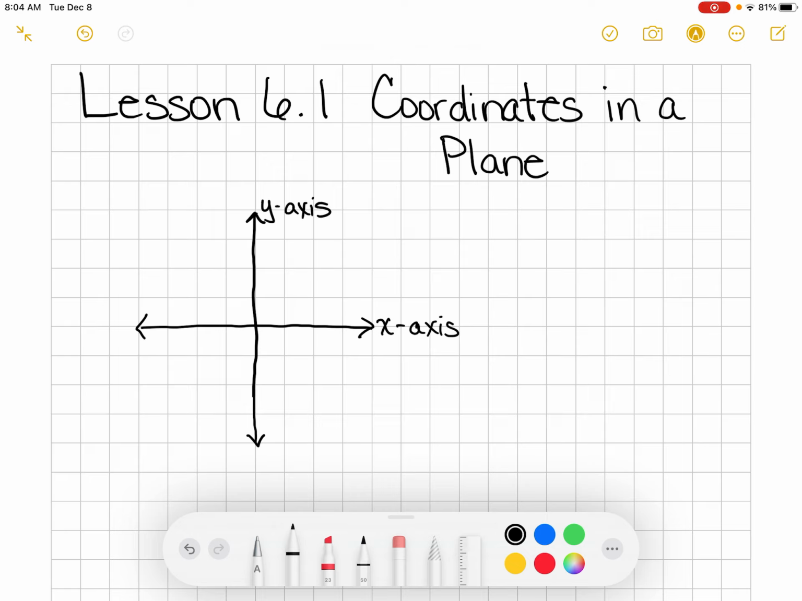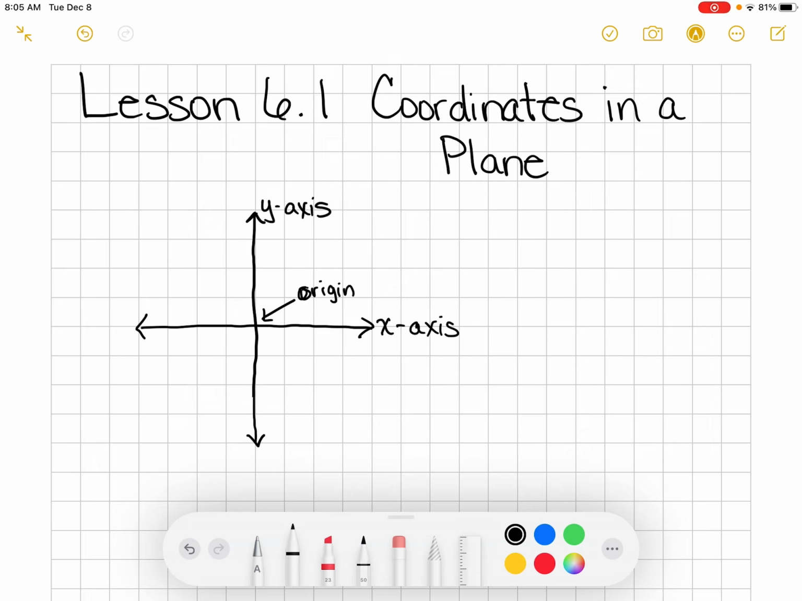Where the two meet, right here, that is called the origin. It's where all things start, right? The origin, and we'll talk in a little bit about what its coordinates are. So that's 3 things: the x-axis, the y-axis, and the origin.